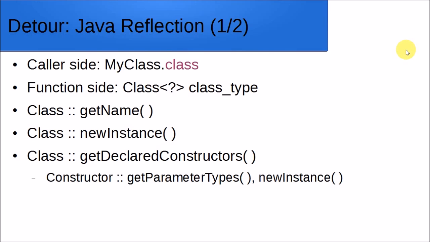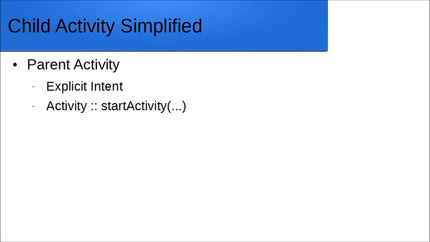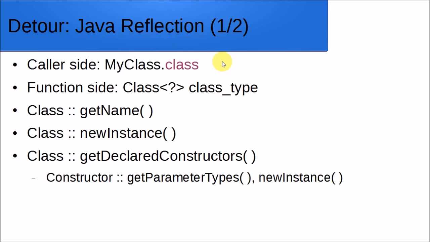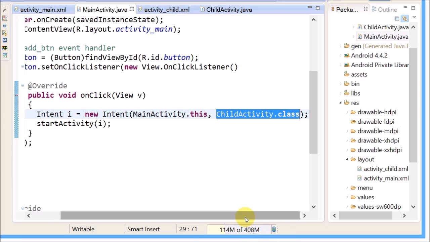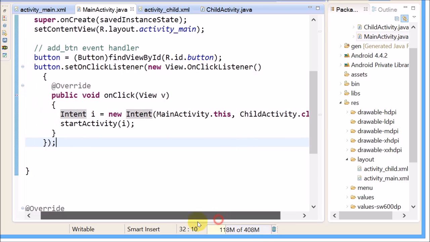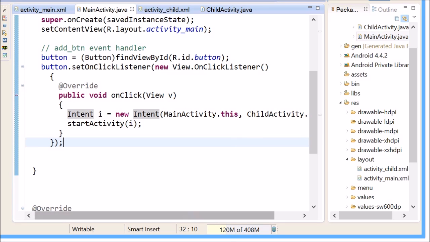Okay, now I'm taking a detour away from Android activities, and I'll talk about Java reflection. Because when you start an activity with a new intent, this thing here is reflection in Java, and reflection is an interesting topic, and this is actually the first time I've seen it. There's no such thing as reflection in C++, right? And in C# there is reflection, but you never see it because Microsoft hides it from you.